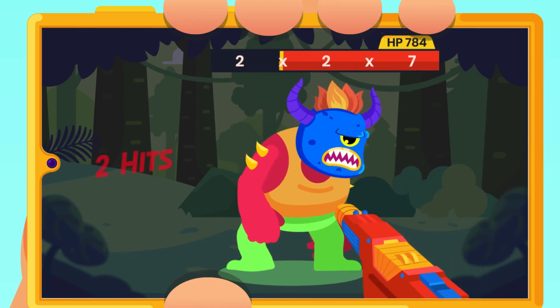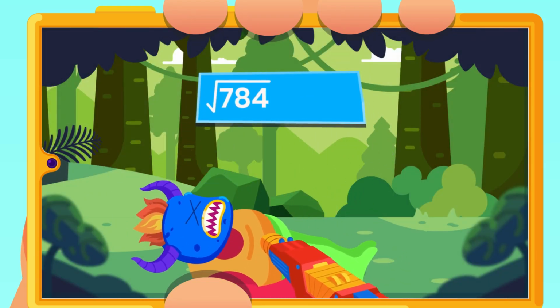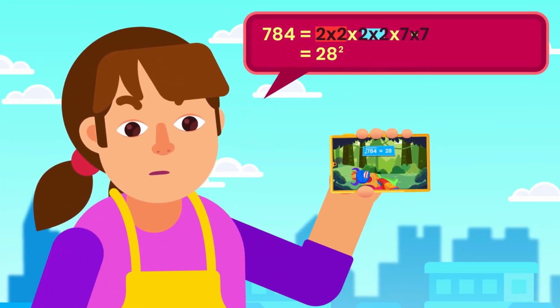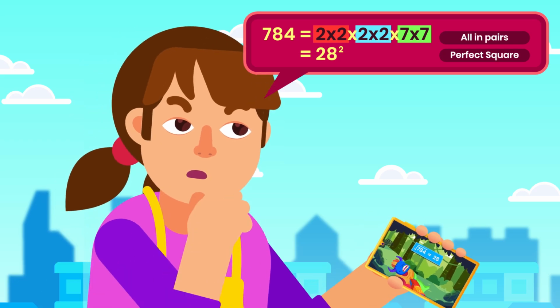Third, multiply the numbers chosen in step 2. Therefore, the square root of 784 is 28. The important thing here to note is that if the prime factors of a number are all in pairs, the number given is a perfect square, and vice versa.